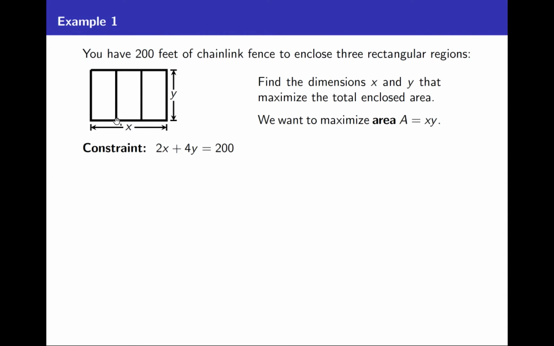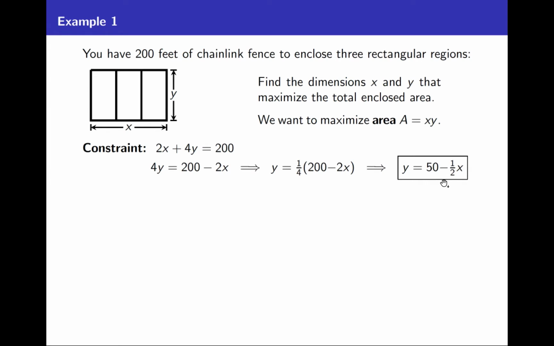In building this rectangular region, you get 2x plus 4y equals 200. So x and y could have lots of different values, but they have to obey the rule 2 times x plus 4 times y equals 200. And you could solve for y. Getting y by itself, you get 4y equals 200 minus 2x. Divide both sides by 4. y is 1/4 of 200 minus 2x, or just y equals 50 minus a half x.